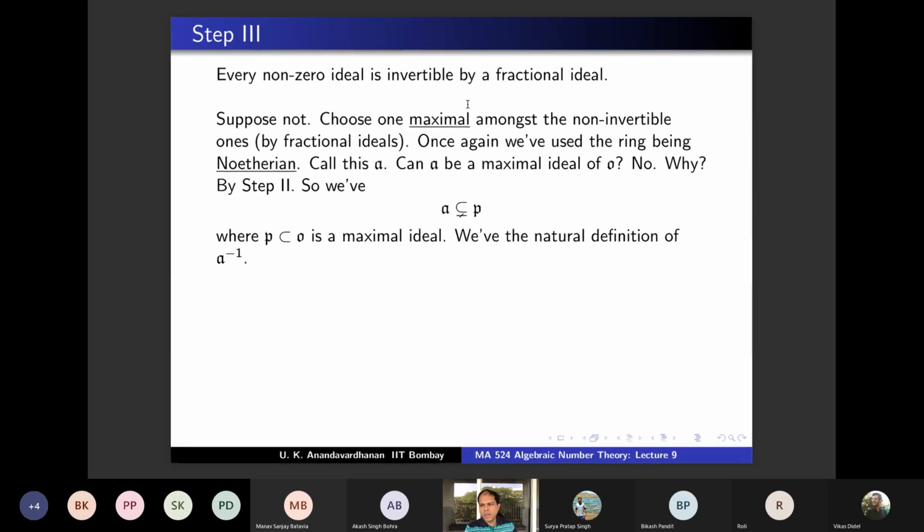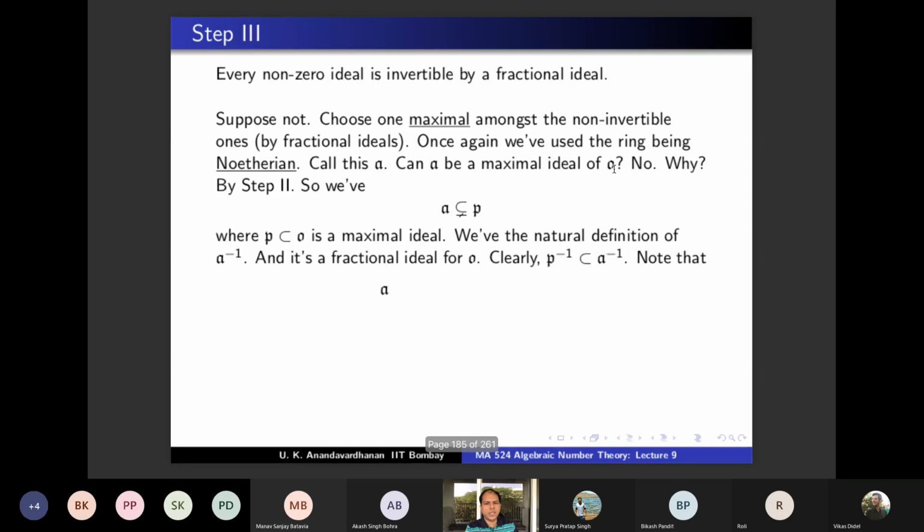You have the natural definition of A inverse. What is it? Set of all x in K such that x times A is contained in O, and it's easy to check that it's a fractional ideal for O. And clearly P inverse is contained in A inverse, no? A is contained in P, therefore P inverse is contained in A inverse, because if you take x in P inverse, then x times P is contained in O, but if you take something in A, x times A is contained in x times P, which is contained in O. So this is obvious. Clearly P inverse is contained in A inverse.